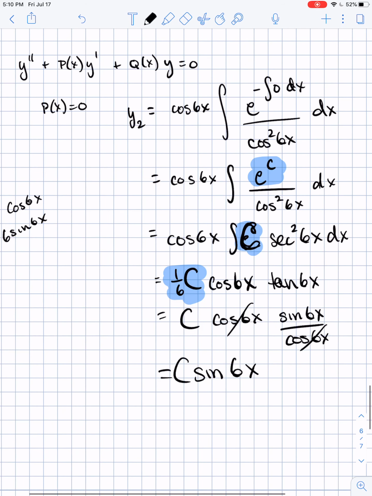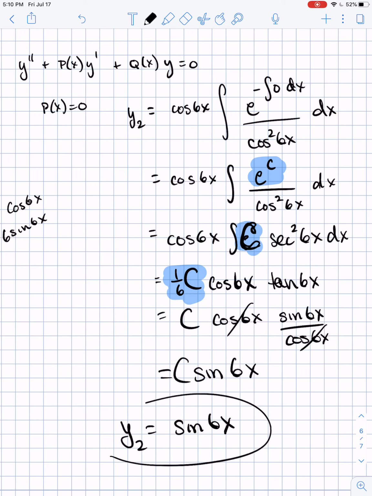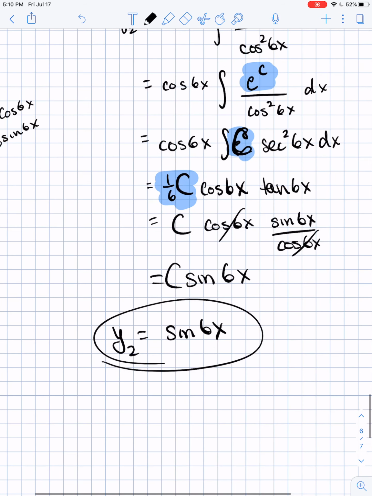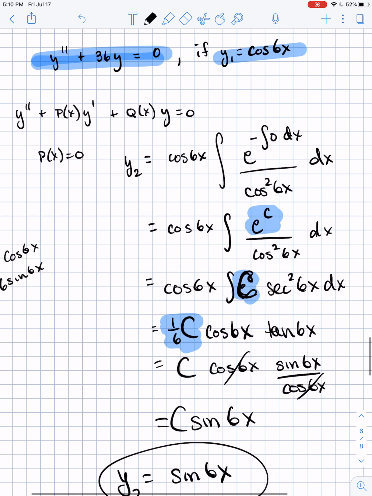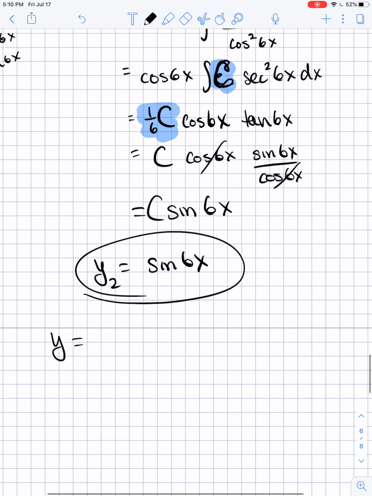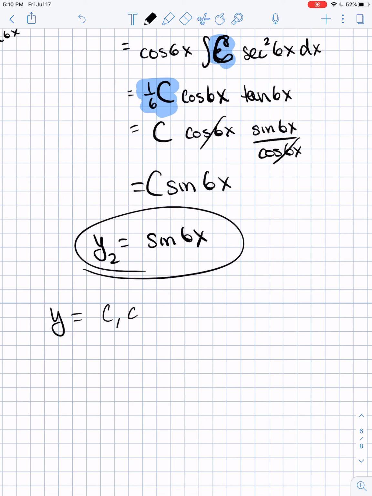So y2, right, is just going to be sine 6x just because we don't need that constant in here when we're saying y sub 2. If you were writing the solution, you would use the c. So if I was writing a solution, I would say, okay, I knew my first solution was cosine 6x. So I would have a c1 cosine 6x plus c2 sine 6x. This would be the general solution, but when they're just asking for y sub 2, then you're just doing that.